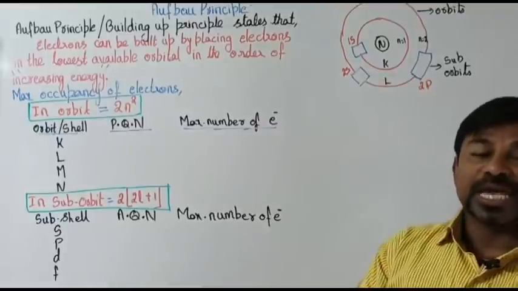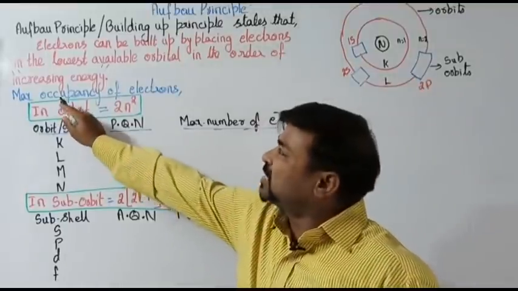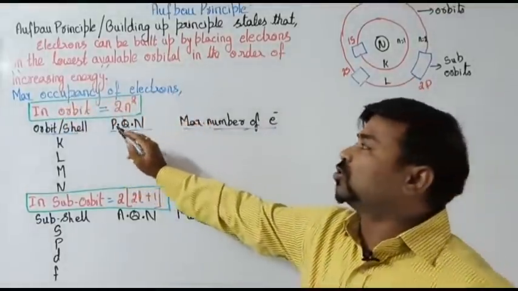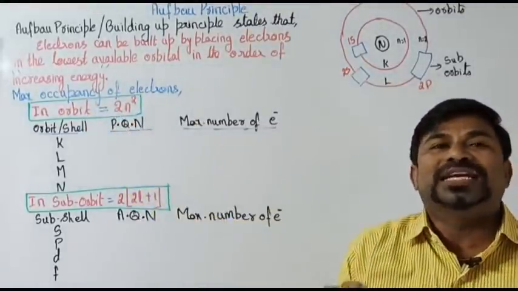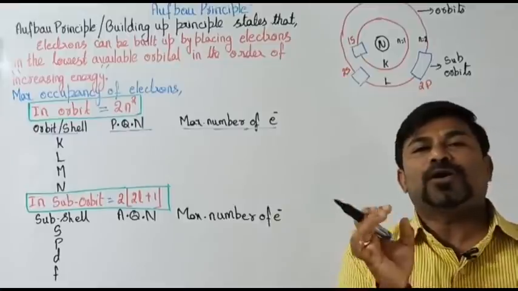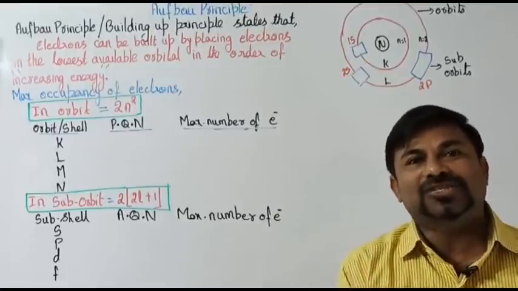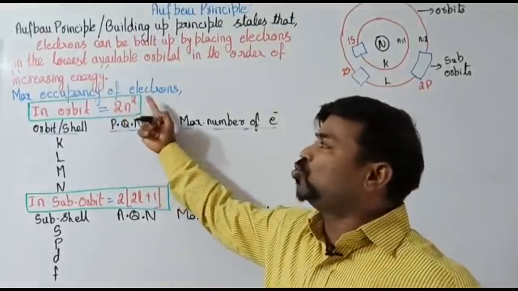For that, a rule is laid down: the maximum occupancy of electrons. In each orbit, the formula given is 2n squared. The maximum number of electrons that can be accommodated in each orbit is given by the formula 2n squared.